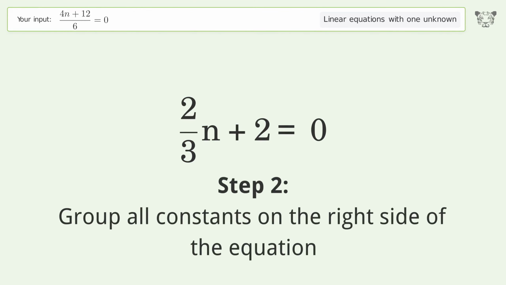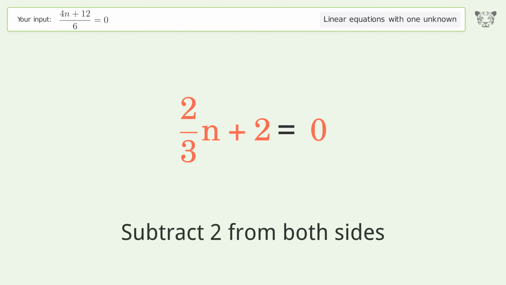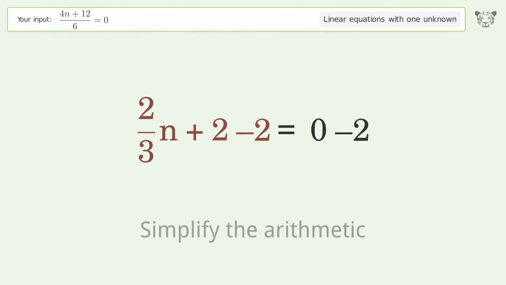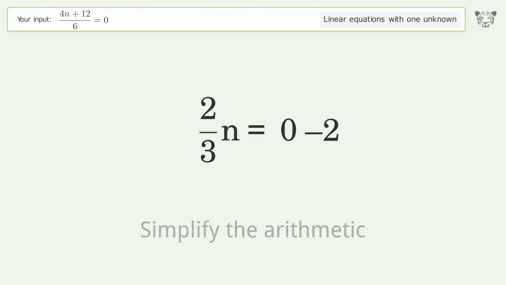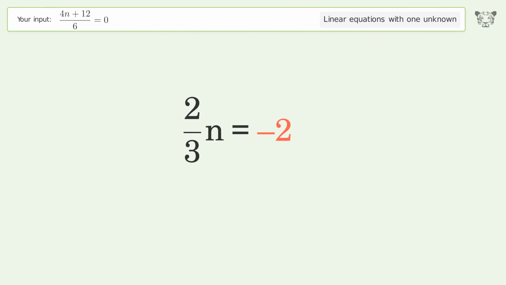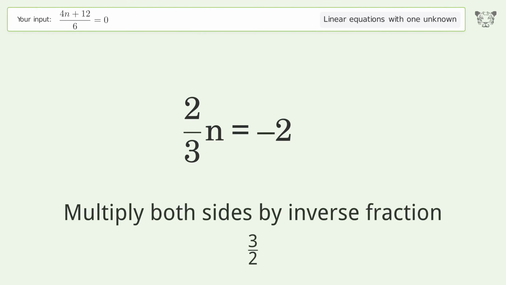Group all constants on the right side of the equation. Subtract 2 from both sides. Simplify the arithmetic. Isolate the n. Multiply both sides by inverse fraction 3/2.